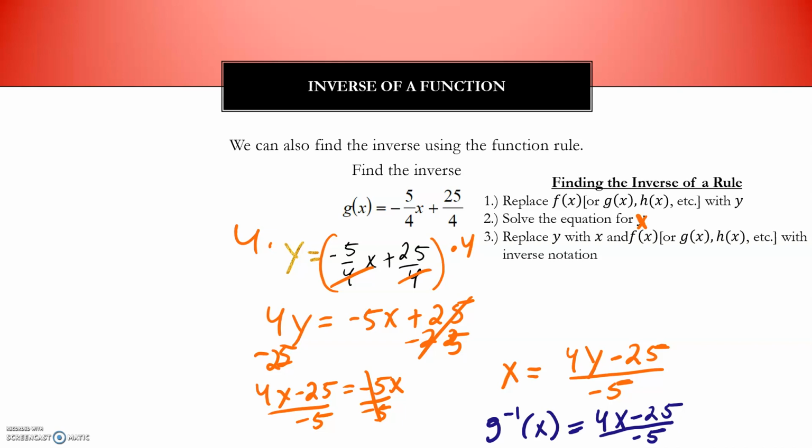And again, the reason we say replace the g of x or f of x or whatever it is with y is it just is easier to solve when that's one variable instead of a g of x. Solve the equation for x. Now replace y with x, so it's the format we're used to. And then instead of f of x, g of x, h of x on the other side, we would use the inverse notation. Right?